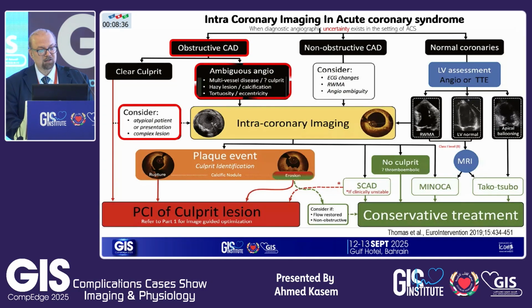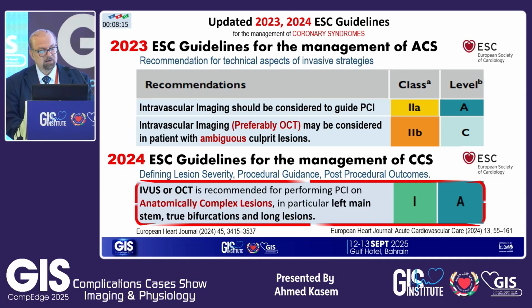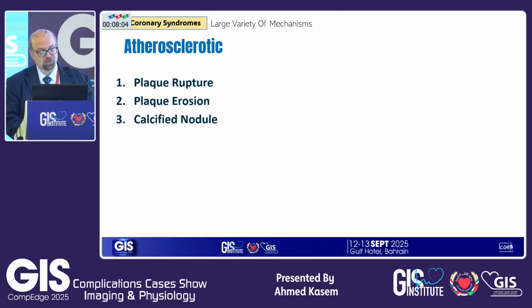And this is the European guidelines and recommendation for the role of intracoronary imaging in acute coronary syndrome, especially obstructive lesion with ambiguous angio, multivessel disease where we don't know the culprit, and hazy lesion, calcification, tortuosity, eccentricity, or atypical presentation with complex anatomy. And recently, the chronic coronary syndrome guidelines highlighted the importance of imaging as class 1A recommendation for complex anatomy, left main, true bifurcation, long lesion.